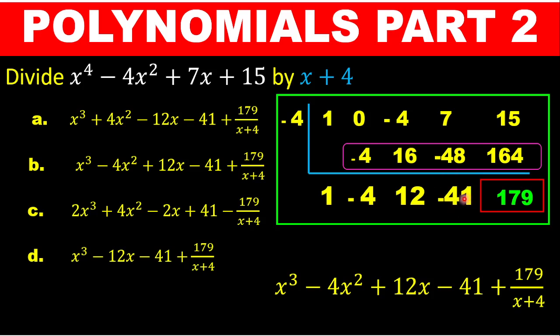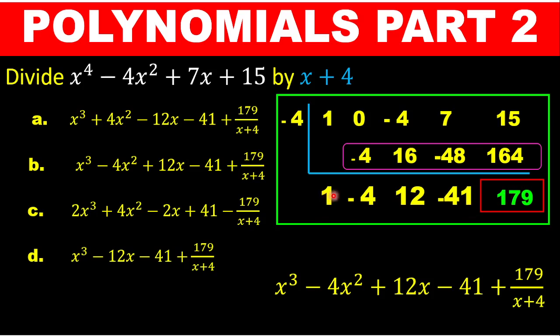And then the down one here, once again, must be used to multiply with this. So minus 4 times negative 41 gives us 164. And then we add these two. So 15 plus 164, we are getting 179. Remember, this is the remainder. So the actual quotient is going to be the ones on the left, but the last one down is always the remainder.